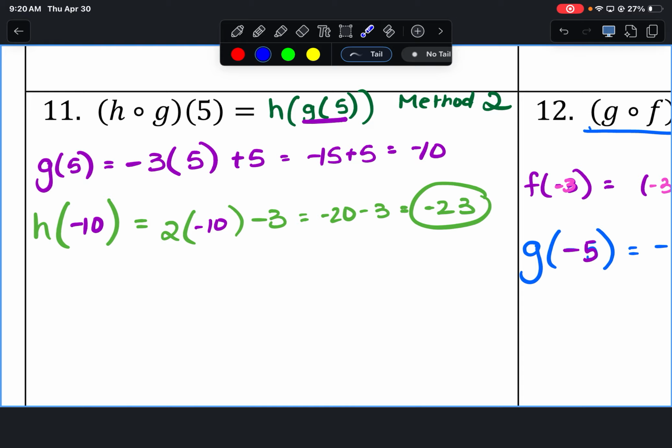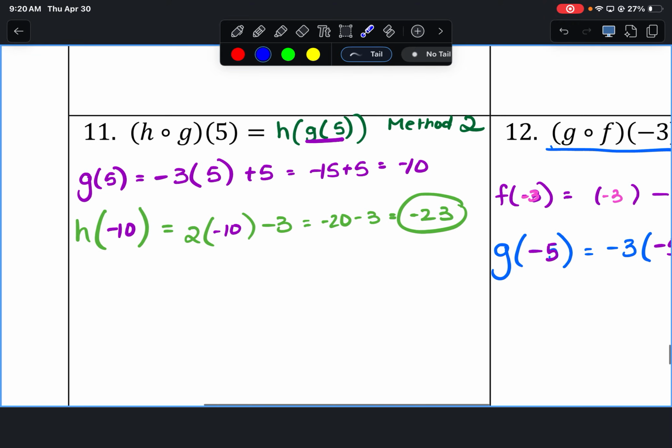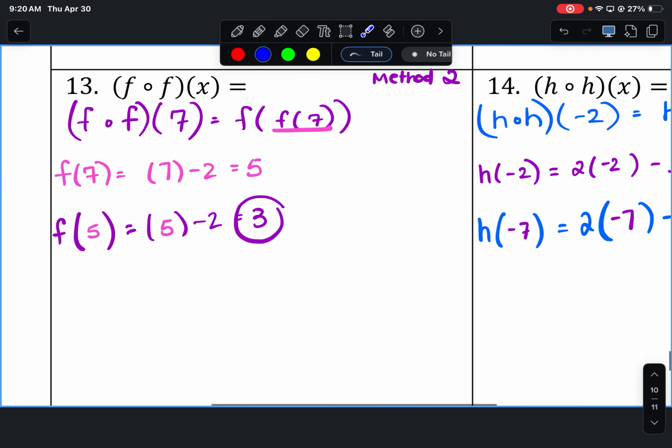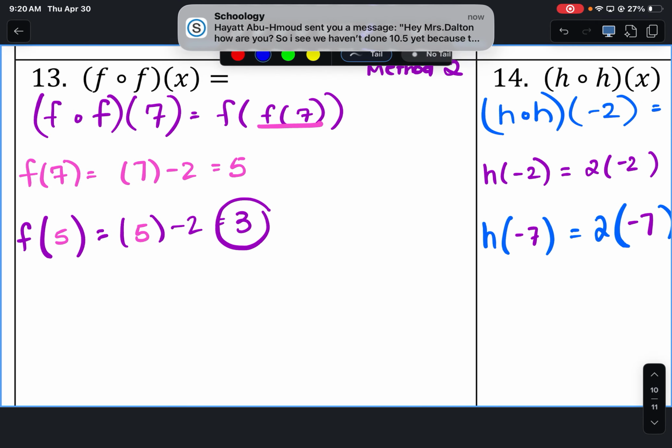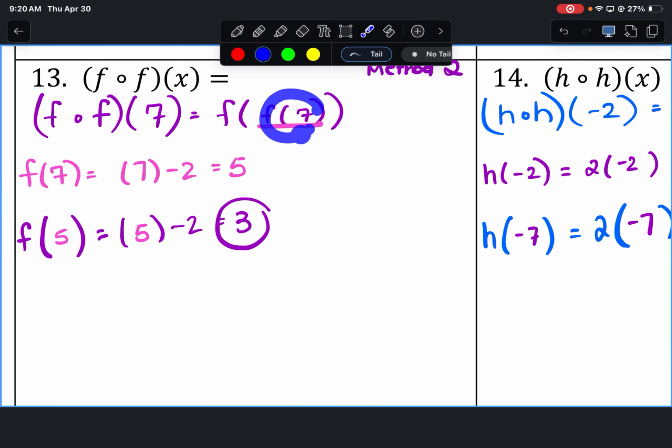All right, how do you read number 13? What is f of 7? It is 3. Okay, so we start here by taking, if you do method 2 like I did, you take the inside part, which is f of 7, set that up, so we have 7 minus 2, which is 5. Then we plug that back into function f and get 5 minus 2, which is 3.